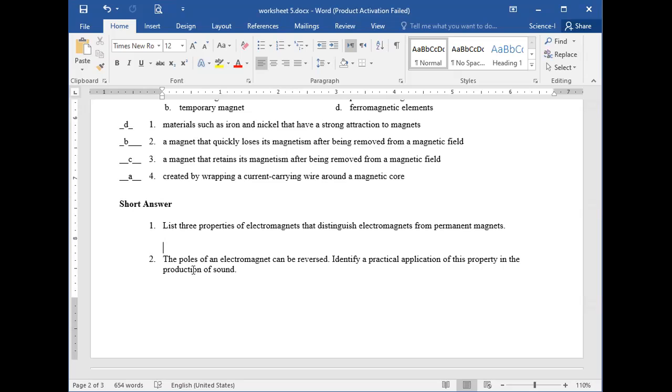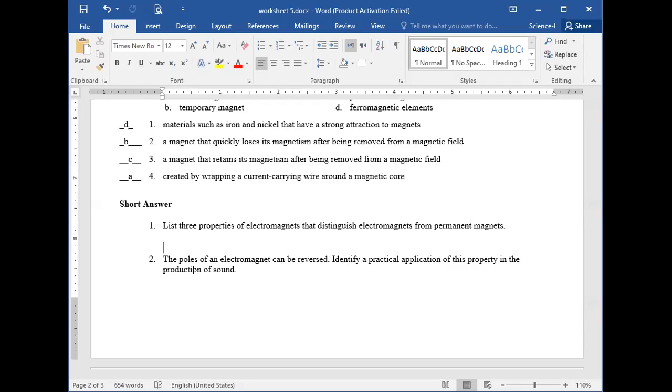Yes, we can stop it, or it can be turned off or on by removing the current or by removing the electric source, or connecting it to the electric source. Good. What else? The third one and the last one. You just said it before, Yusuf.